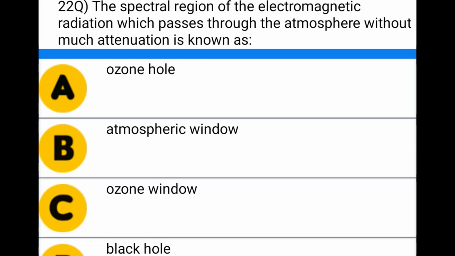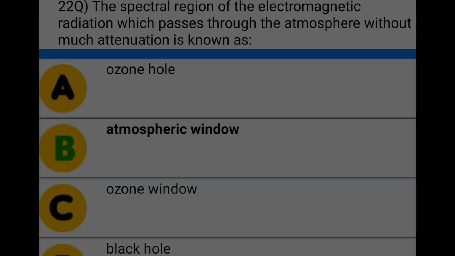Next question, the spectral region of the electromagnetic radiation which passes through the atmosphere without much attenuation is known as option A ozone hole, option B atmospheric window, option C ozone window, option D black hole. The correct answer is option B atmospheric window.